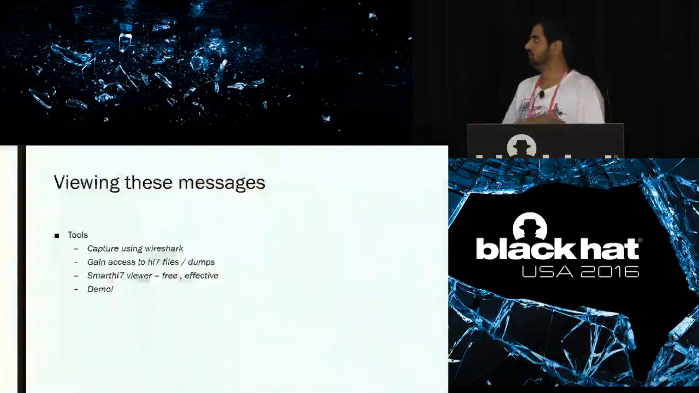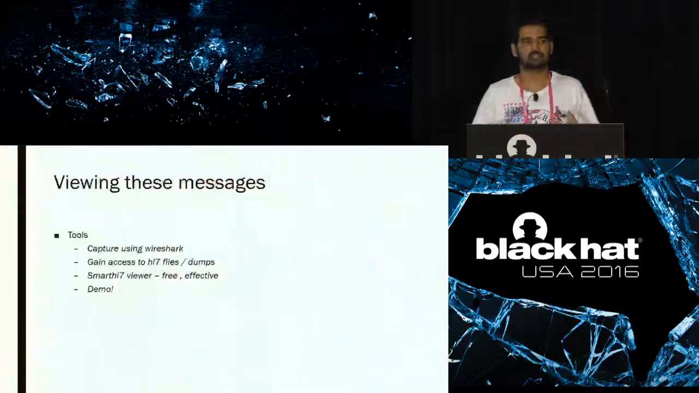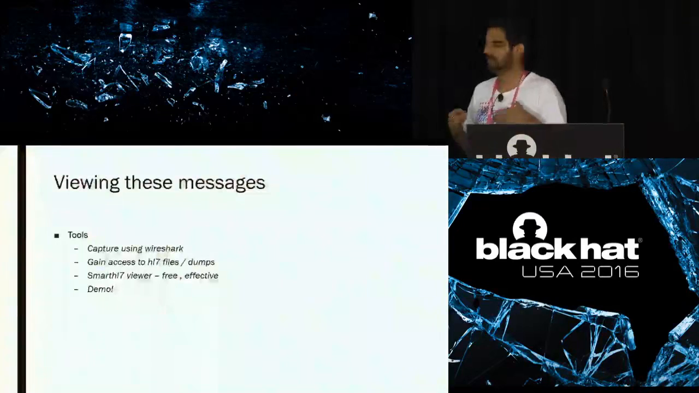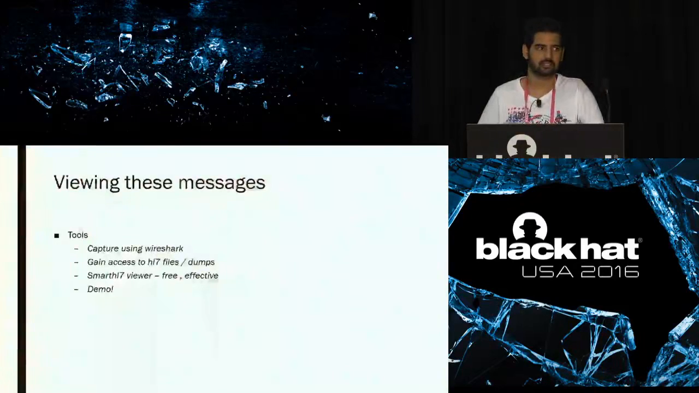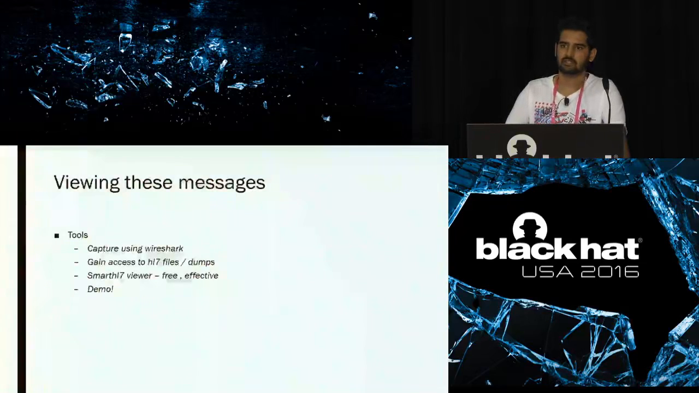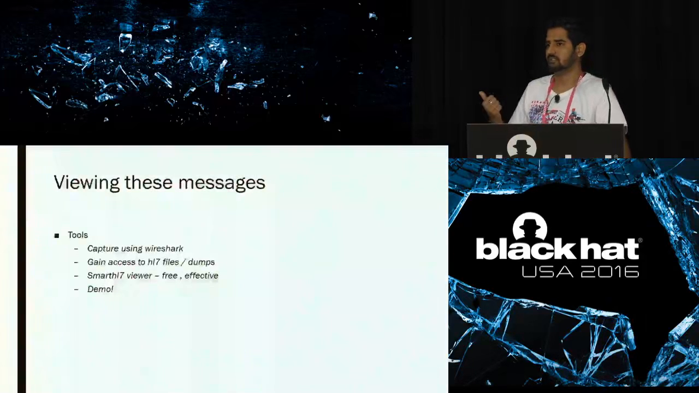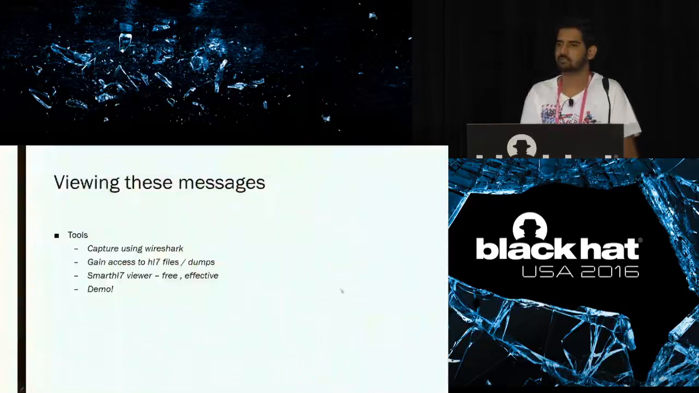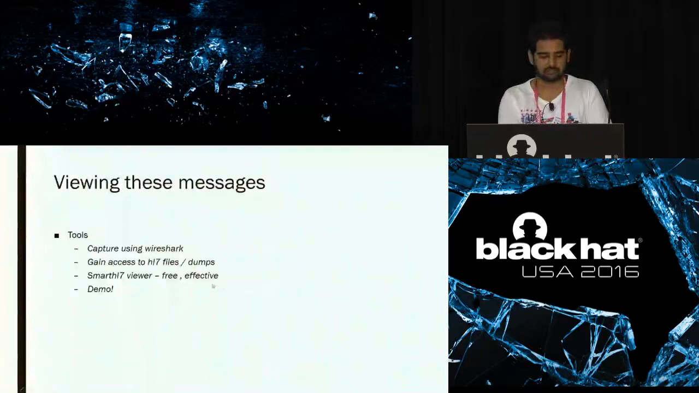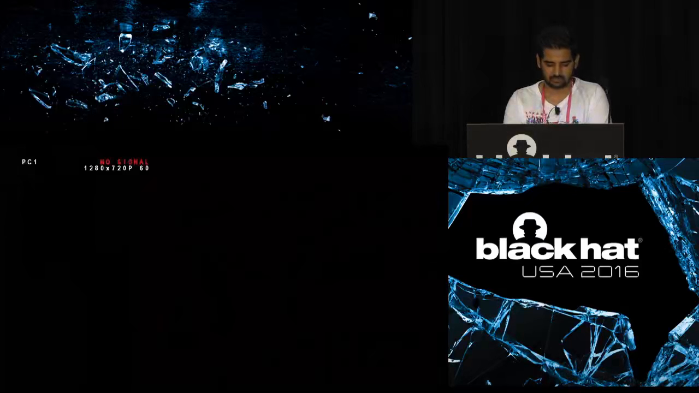Let's just jump to how you view these messages and how you attack these messages. You can capture these messages using Wireshark, but if you're running this on a live environment, be sure you have a really powerful machine. A typical trace over a hospital network gets you GBs of data within 5 minutes. That is why pen testing these messages becomes a little hard. So you can gain access to HL7 dumps. What I use is Smart HL7 Viewer. It's free and really effective. So let's see how these look.